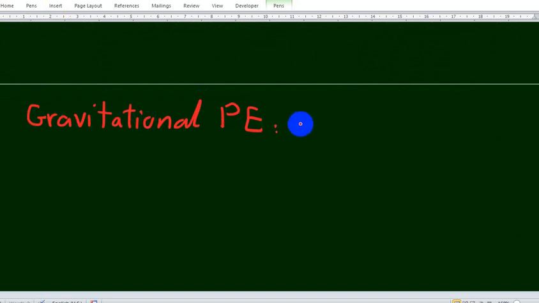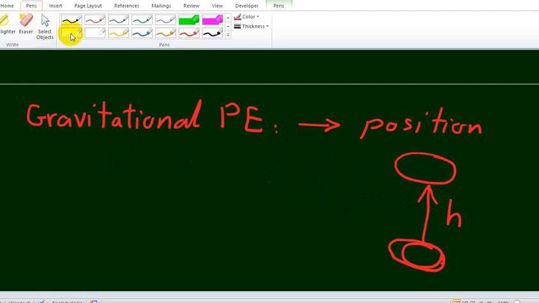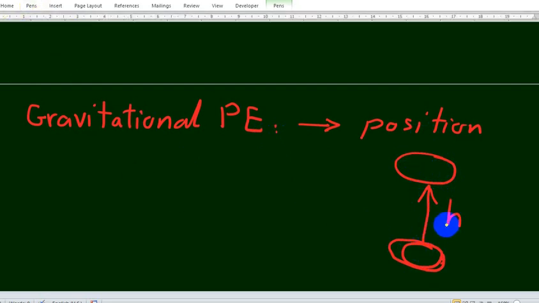We mentioned that it depends on what? Position. It depends on the object's position from the ground or from Earth's surface. As we mentioned, if you raise an object to a certain height, this height is h. To raise this object, force is exerted and distance happened, so we have work here. Work equals F times D. D here represents height or h, F times h.